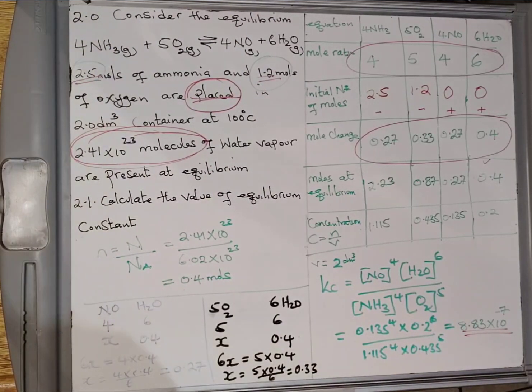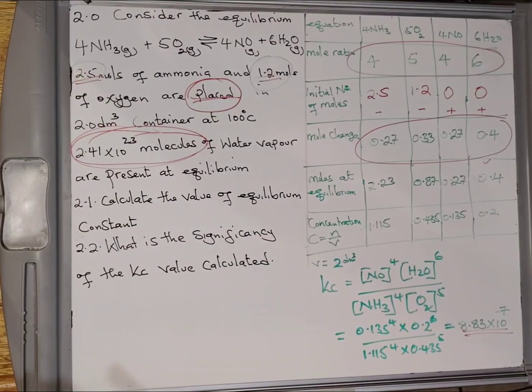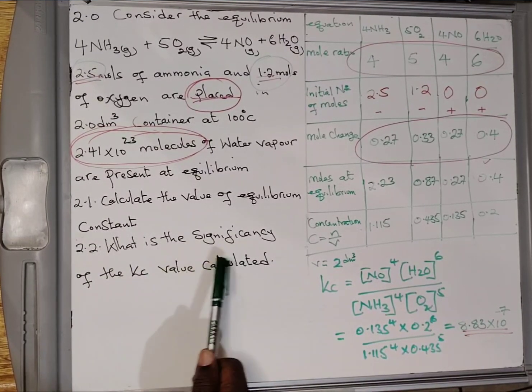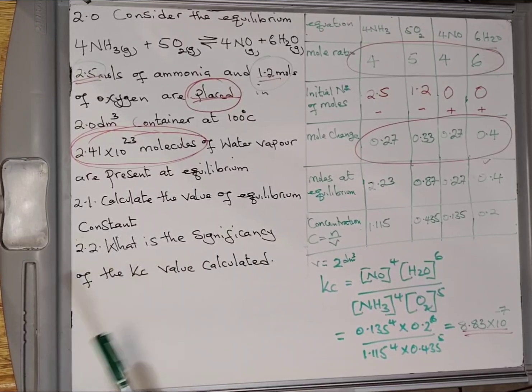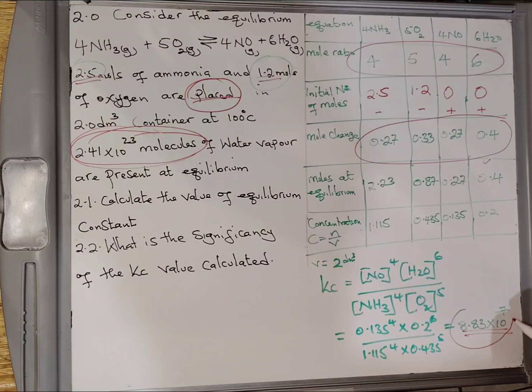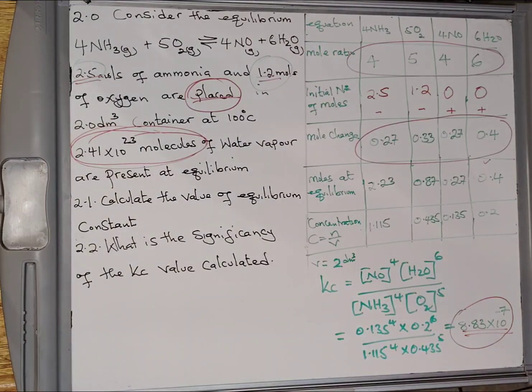So let us look at the next question. Then comes this question. It says, what is the significance of the Kc value calculated? So how do you answer this question? This question requires us to look at the Kc value. I want us to look at it closely. It is 8.83 times 10 power minus 7. Very small.